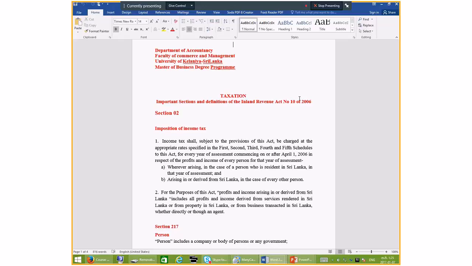Then the applicable rate is specified in the first, second, third, fourth and fifth schedules to this Act. We learn how to compute the taxable income of individuals, and also how to compute the taxable income of corporates. Then we have to find what rates are to be applied to the taxable income. For corporate taxation, the fifth schedule gives a lot of detail on the tax rates applicable to each type of business.